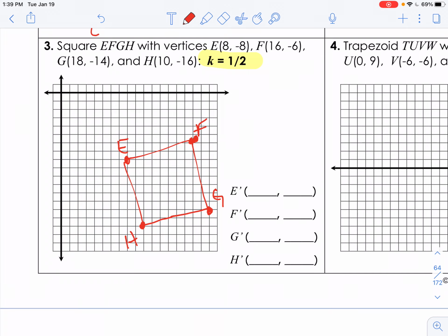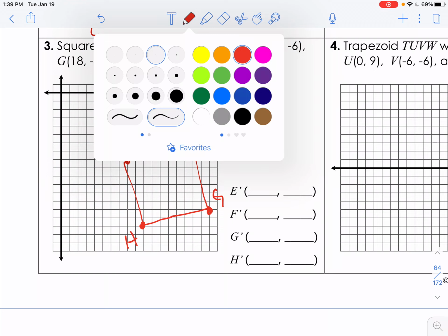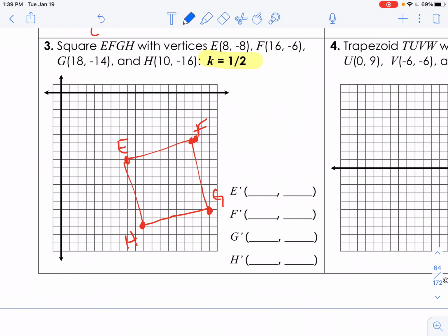Okay, now what we're going to do is take each of these ordered pairs and multiply them by 1/2. And remember, multiplying by 1/2 is the same thing as dividing by 2. You're just taking half of each number. So if we start with E, half of 8 is 4, half of -8 is -4. Half of 16 is 8, and half of -6 is -3. Half of 18 is 9, and half of -14 is -7. Half of 10 is 5, and half of -16 is -8.